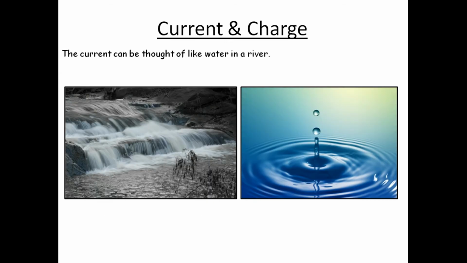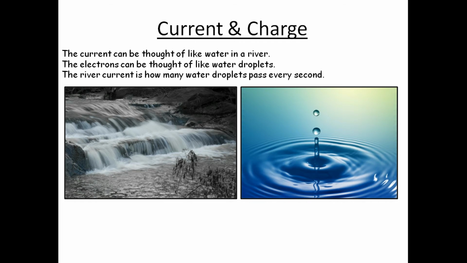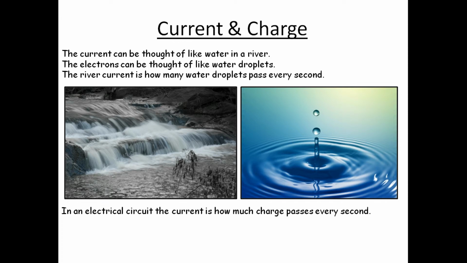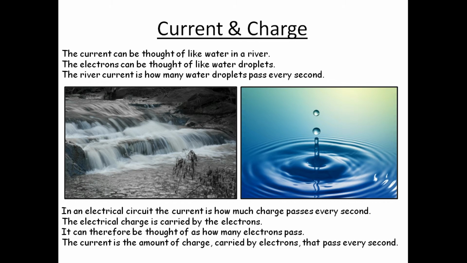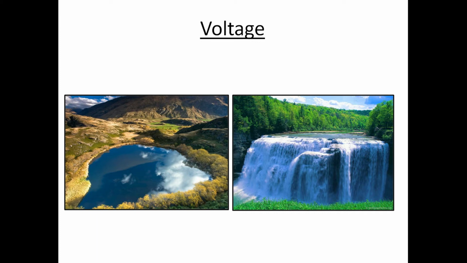Current and charge. The current can be thought of like water in a river. The electrons can be thought of like water droplets. The river current is how many water droplets pass every second. In an electrical circuit, the current is how much charge passes every second. The electrical charge is carried by the electrons. It can therefore be thought of as how many electrons pass. The current is the amount of charge carried by electrons that pass every second.